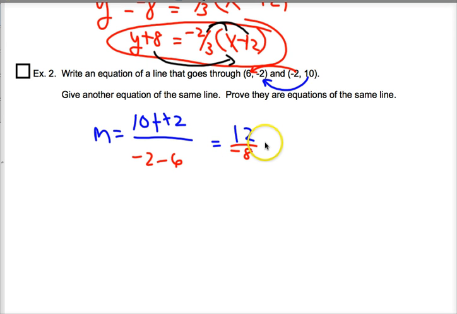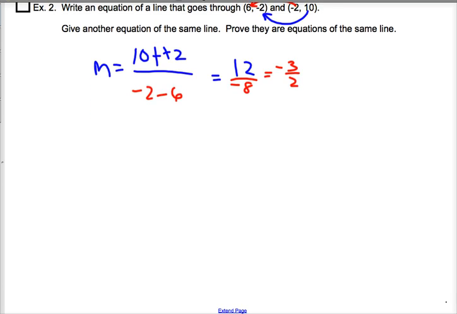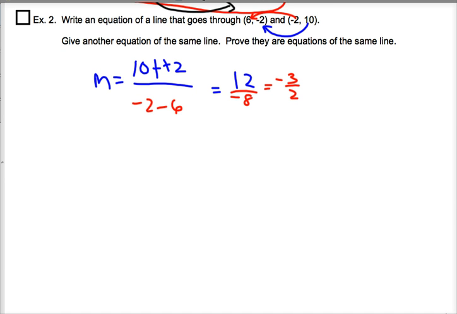Well, I can reduce that. 4 goes into it, gives me negative 3/2. So I ended up with a negative on the bottom, but I had no choice. Because I started with a 10 on top, I had to start with a negative 2 on the bottom. So now I've got the slope, and what I'm going to show you here is I can use either one of these 2 points, and I'll get the same answer. And that's why I said prove they are equations of the same line. So let's say I use the 6, negative 2.